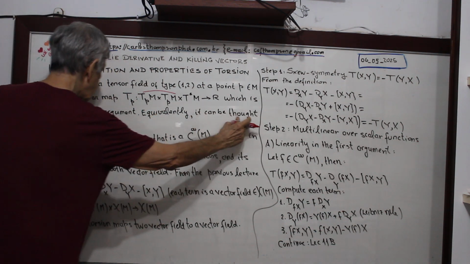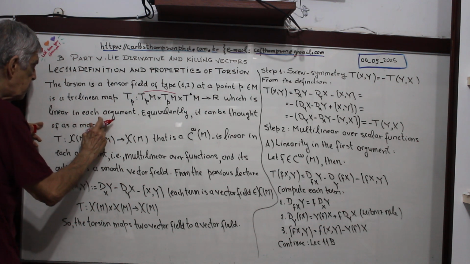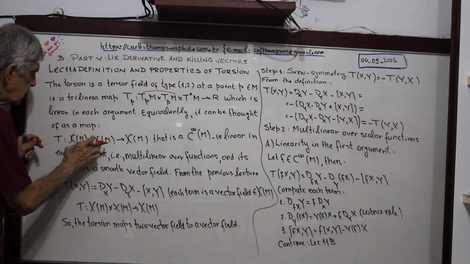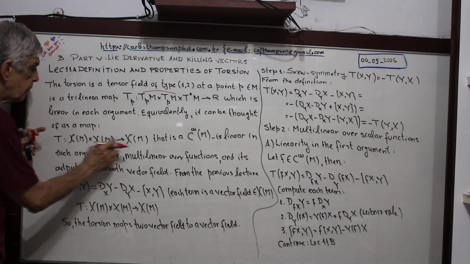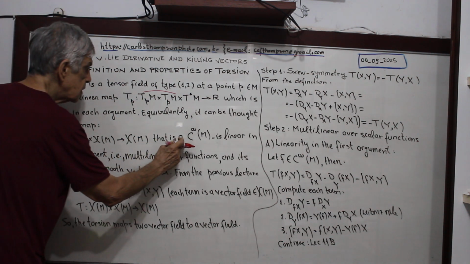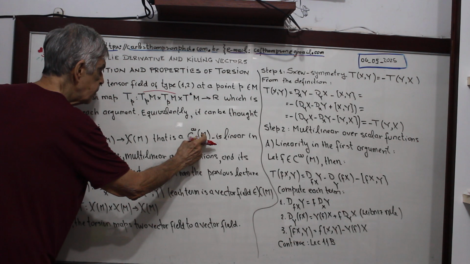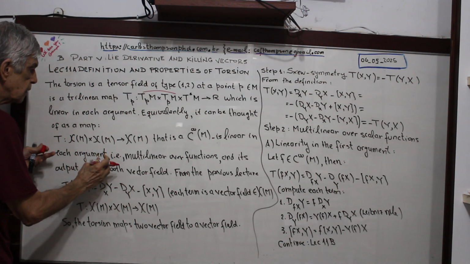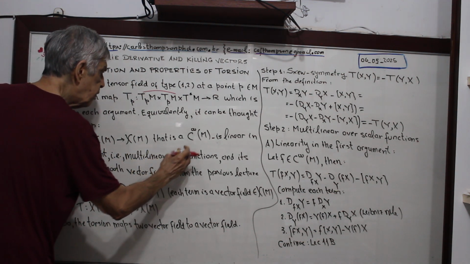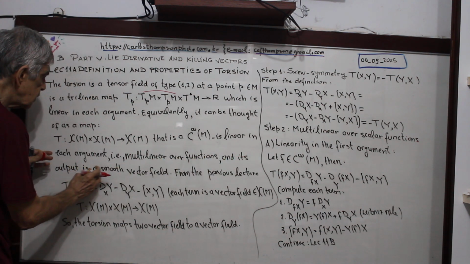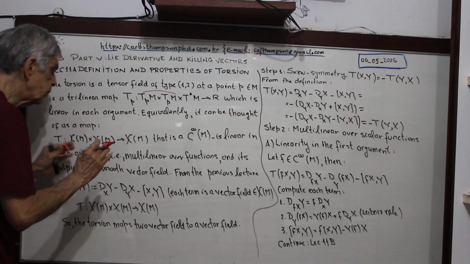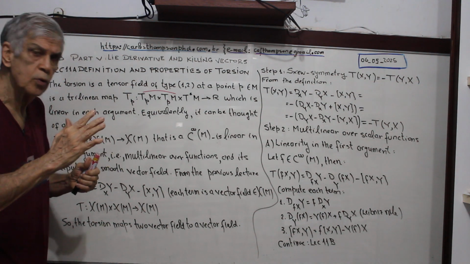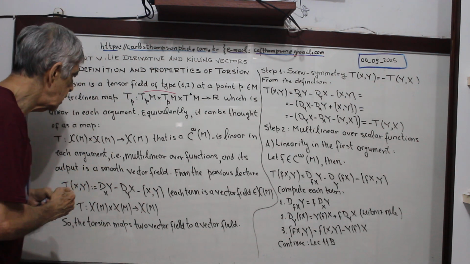Equivalently, it can be thought of as a map. This T over here is a tensor field, defined over C infinity of M. It is linear in each argument, multilinear over functions, and its output is a smooth vector field. You see, the output is a tensor field.